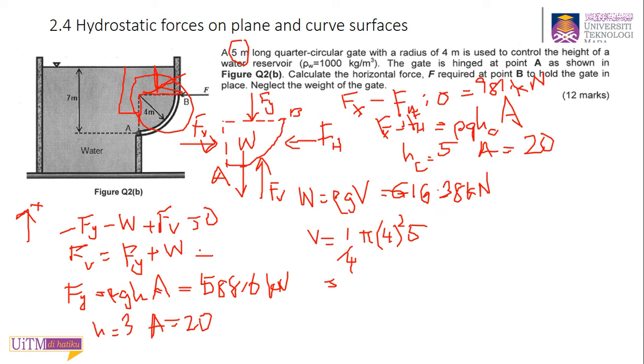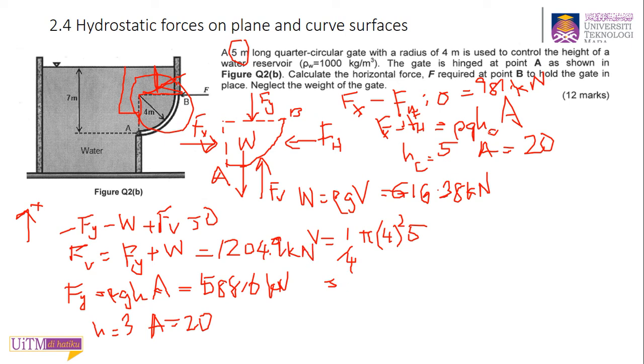So what's your FV? FV kita total semua. Total W plus Fy. 588.6 plus 616.38 berapa? 1204.9 kilonewton. That's your FV.